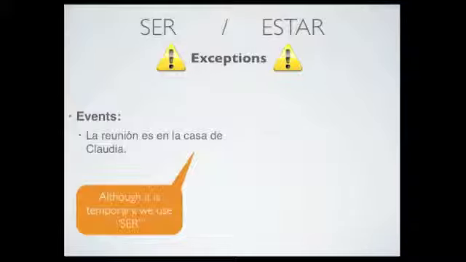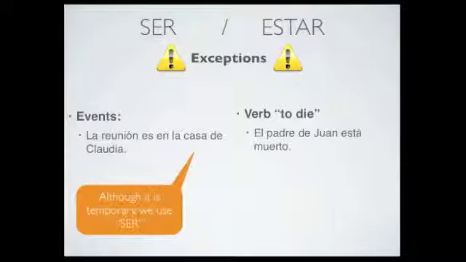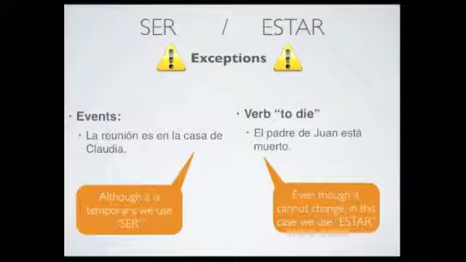The other exception is the verb to die, morir. We say el padre de Juan está muerto. Even though this cannot change, we use estar in this case.